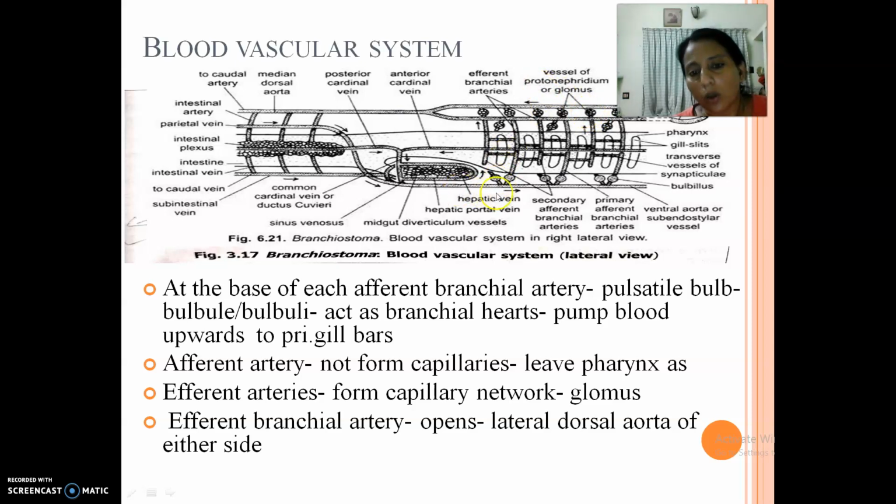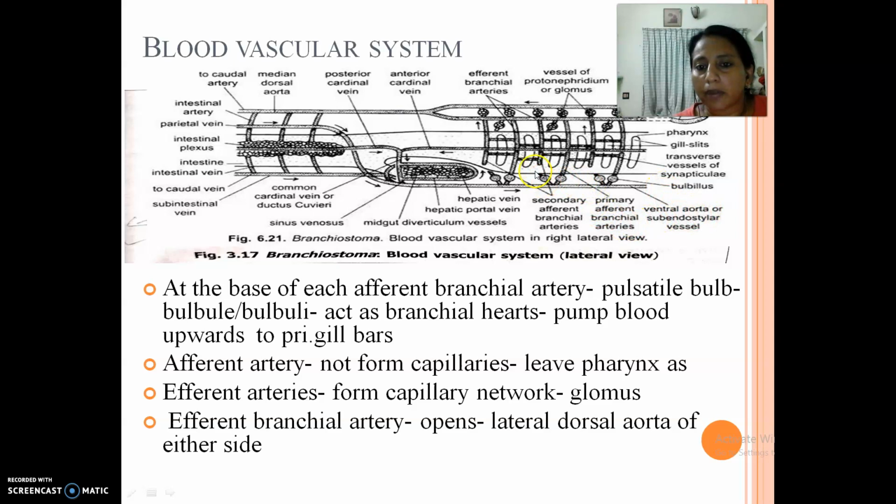So here on the lower side, on the ventral aorta, there are bulbuli present, which are pulsating structures for pumping the blood. And when the efferent branchial arteries join the lateral dorsal aorta, there is a glomus present. Okay, so I think there is no confusion. That is, the sinus venosus here collects blood from different regions. It carries blood towards the anterior end through the lower pharyngeal region. It is called the ventral aorta.